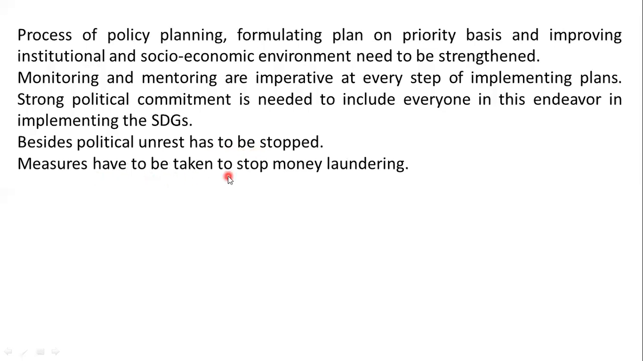And then measures have to be taken to stop money laundering. You know what is money laundering? Money laundering means you send money from the country to another country by illegal or immoral way. That is money laundering. This is corruption. This is illegal. This is violation of law.